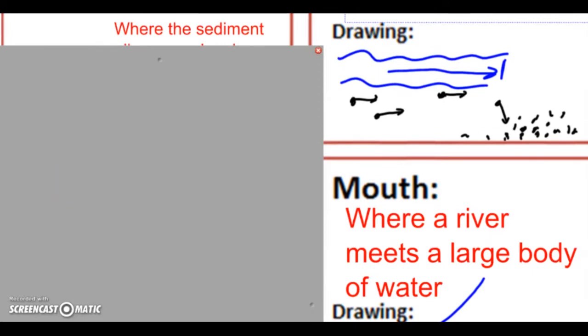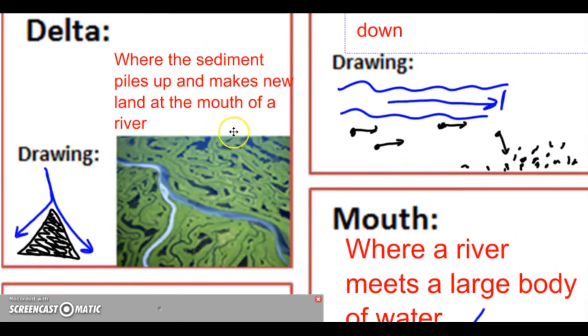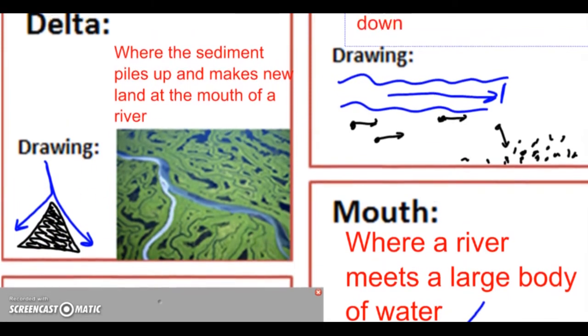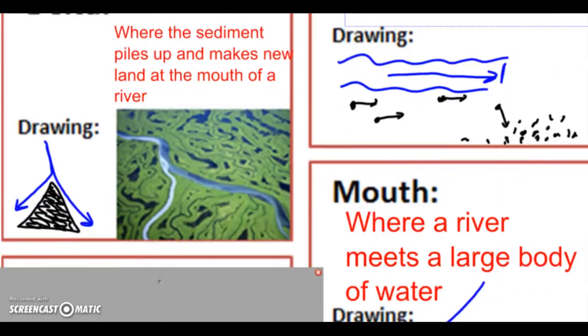If this sand right here, where the mouth is, piles up, it can make what's called a delta. A delta is where the sediment piles up to make new land at the mouth of a river. Oftentimes you'll see a river end, and then you'll have this little patch of triangular land. It's usually really low, but it's also very good farmland. That's called a delta. Here's a picture of one. So you should see that these three words are put together: deposition at the mouth of a river causes deltas.